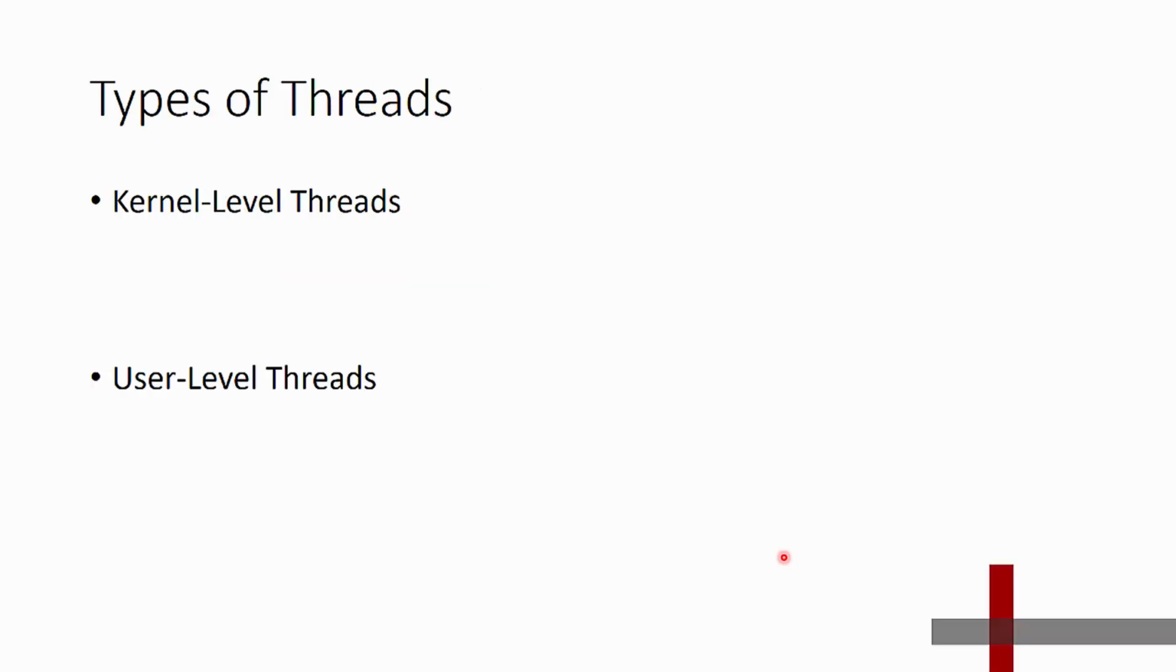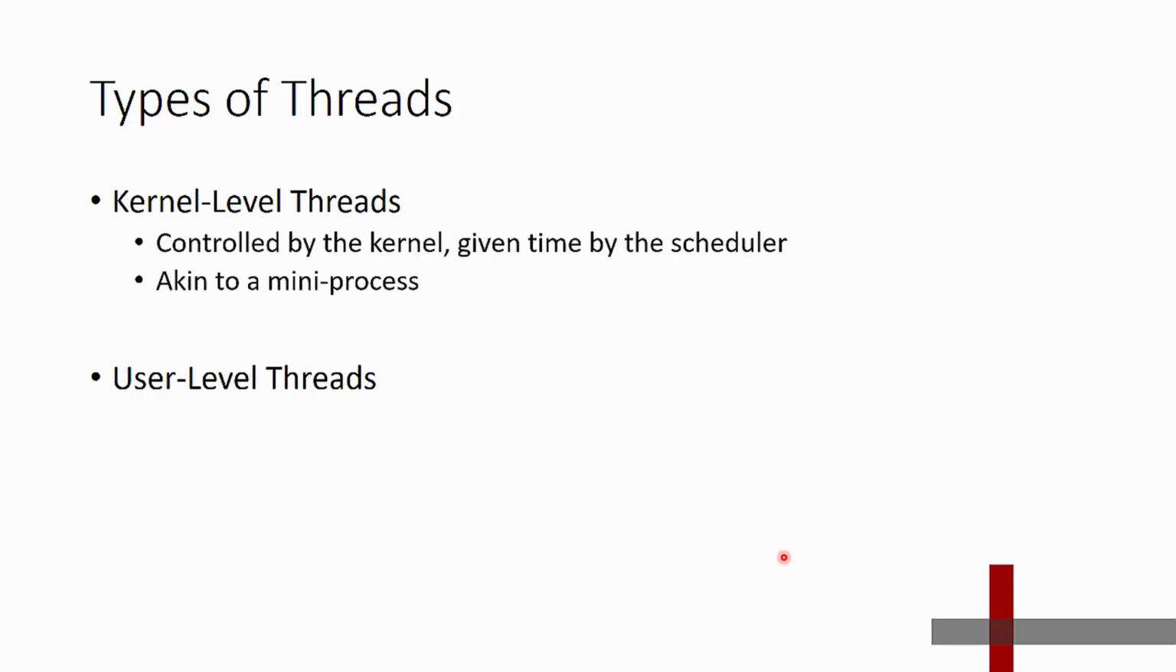All right, so let's talk about the two primary types of threads that we'll encounter: kernel and user level. The kernel ones are controlled by the kernel, and they are given time by the scheduler. They're like mini processes. These are the ones that you typically think of when you say threads. I've got a program that I've written, but when my program starts, it's going to split itself up into lots of different processes, and all those various little threads are going to run on their own CPUs and run at the same time. That's what we usually think of as kernel level threads.